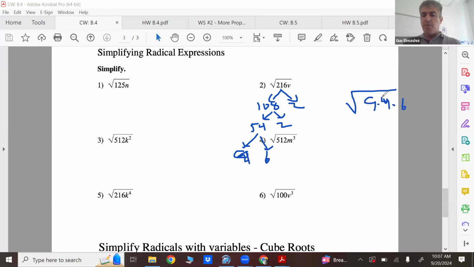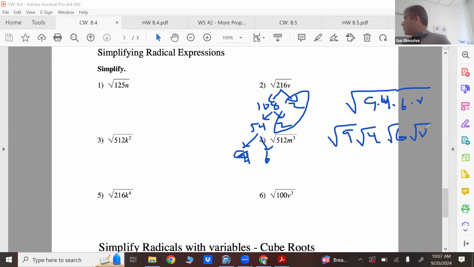Because what's 2 times 2? Of course, that's 4, right? Because I pull these two 2's out. And of course, I have the v still inside. You can now break it off like this: root 9, root 4, root 6, and root v. You're allowed to do that with square roots. You can break them down to individual square roots.